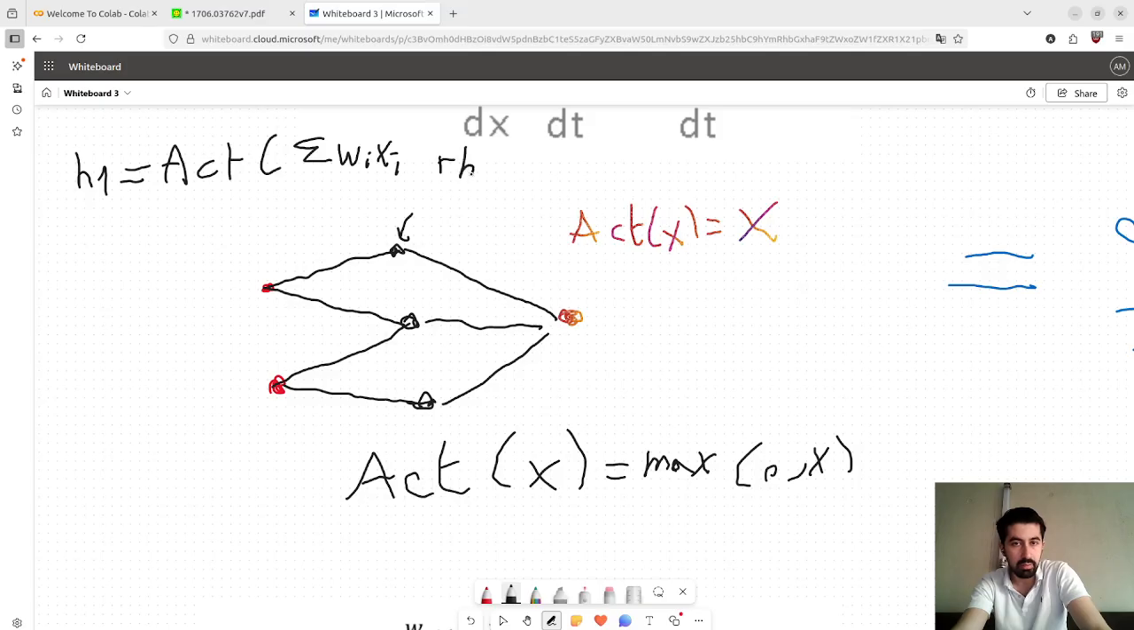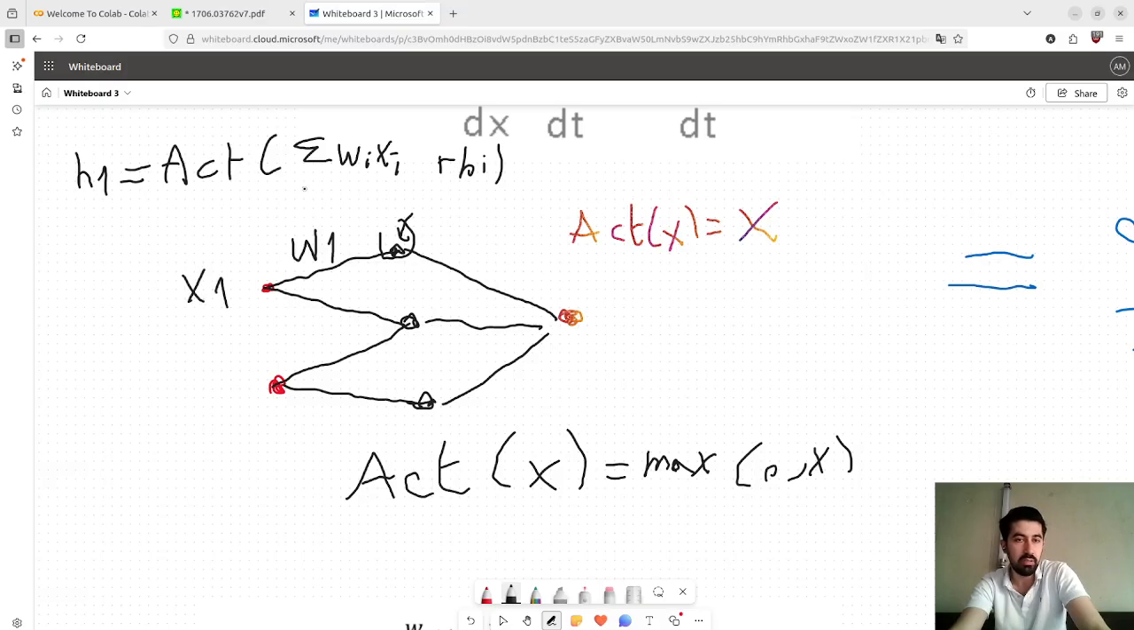So for example, at this layer we have just one connection to it, which is the first input. Let's say here we have W1. We do W1 multiplied by X1.